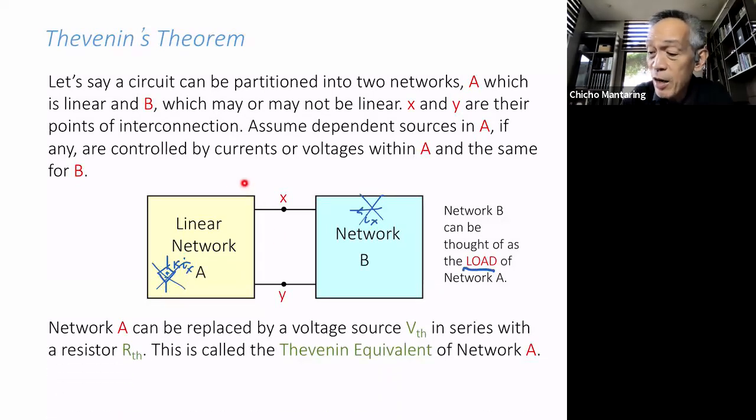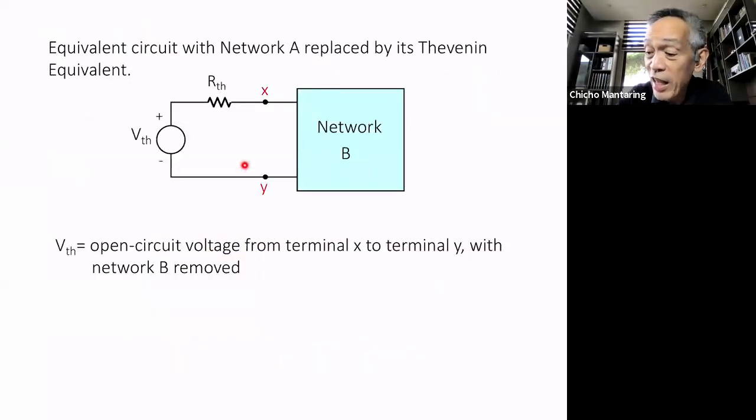Network A, according to Thevenin's theorem, can be replaced by a voltage source, VTH. We call that the Thevenin voltage, in series with a resistor, RTH, which we call the Thevenin resistance. The voltage source in series with the resistor is called your Thevenin equivalent of network A. In other words, I can redraw this now in the following manner. Ito yung Thevenin equivalent ng network A ko. So ito yung load ko na nakakabit.